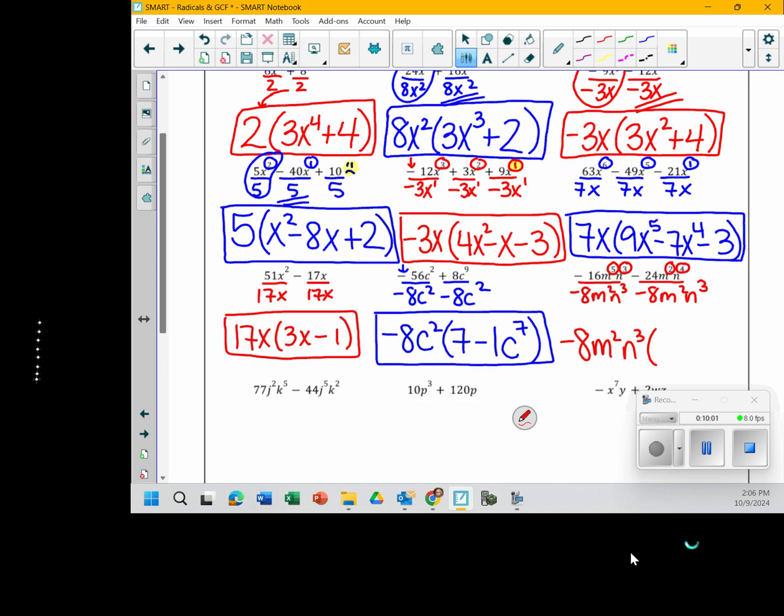When I divide, negative 16 divided by negative 8 is 2. I brought 2 out, that leaves me with 3. I had 3 n's, they all went out. For the next part, negative 24 divided by negative 8 is 3. On this problem, all my m's came out, but I have an extra n left.